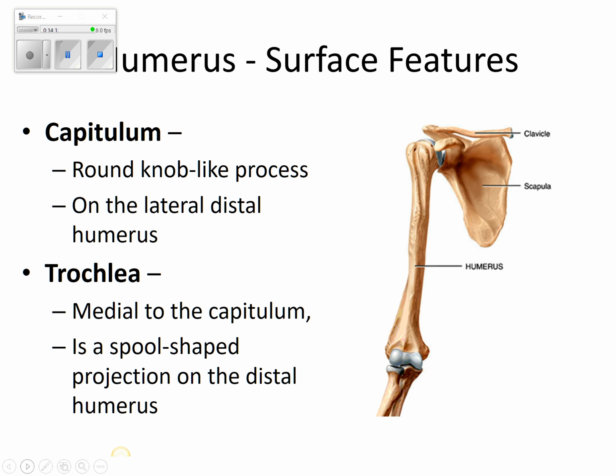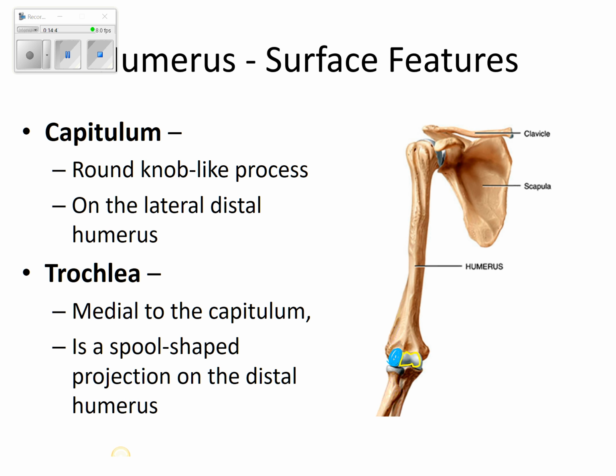Capitulum and trochlea. The capitulum is a round knob-like process on the lateral distal humerus. And you can, of course, see it on this side. It's on the lateral side. Okay. The trochlea is on the medial, and I'll use a different color for it. It's kind of a spool shape, and of course it looks like this, has a spool shape. So that's the trochlea. It's a spool-shaped projection on the distal humerus.